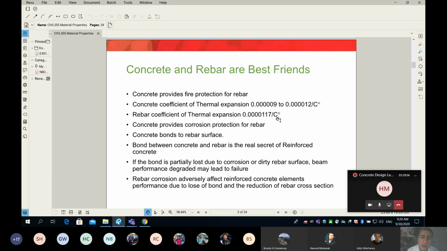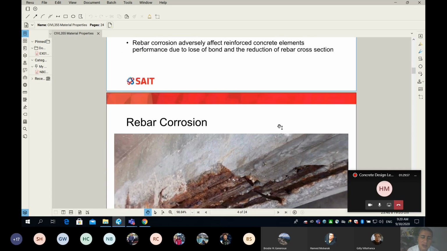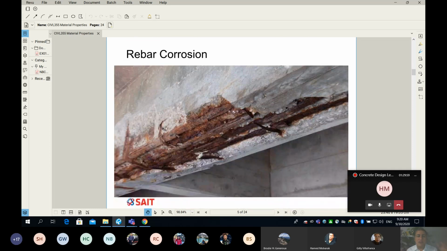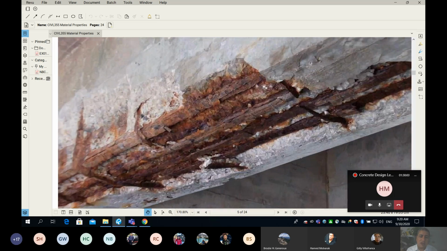Let me show you in a picture. The picture will say it even better. So this is a picture of a beam, and probably I can zoom in. You can see the beam, the rebar is corroded, and for sure due to water ingress. And you can see here the outside layer is lost.